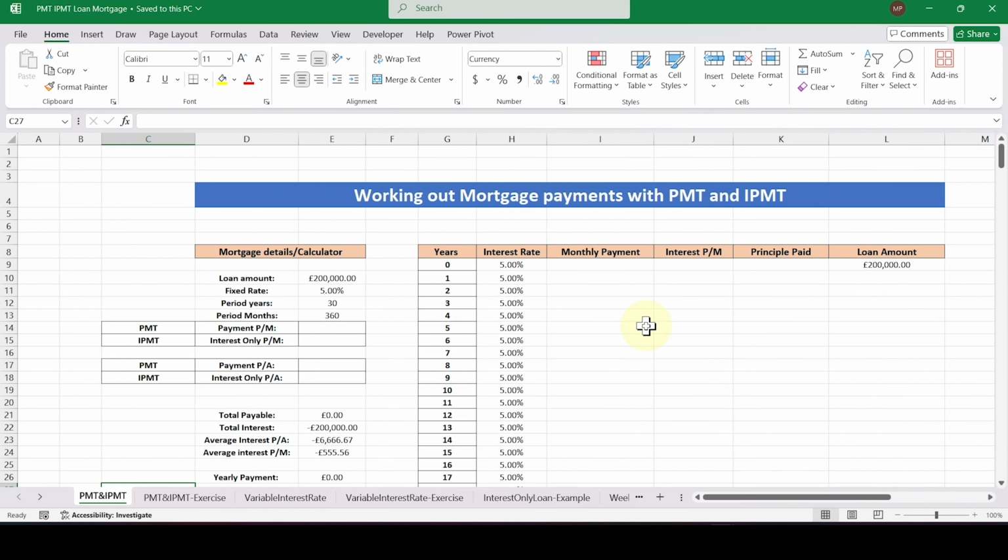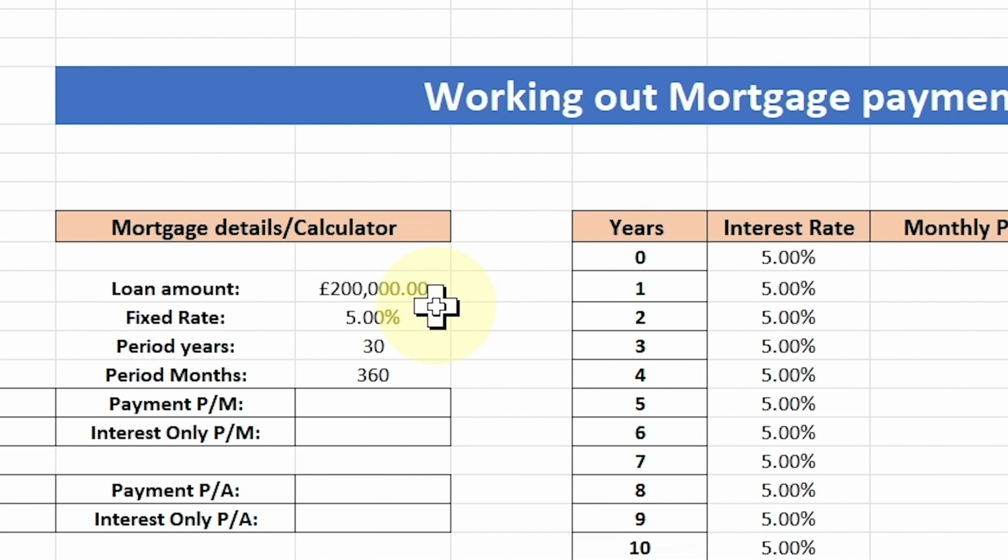So in this example here, we are going to find what the monthly payments are for this particular mortgage. It would be a 220,000 pound property, but the loan amount is only going to be for 200,000 pound. The mortgage will be for 30 years and the rate will be 5%.